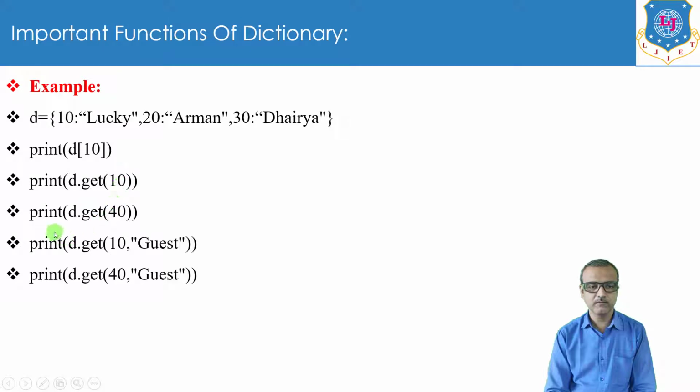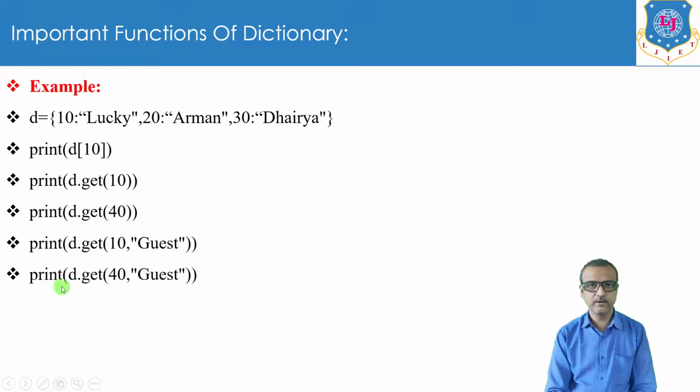Print of d dot get of 40. You can see that key number 40 is not there in this dictionary. So the output of this print statement will be none. Print of d dot get of 10 comma guessed. You can see that key number 10 is present in the dictionary and its value is Lucky. So it won't give us the default value guessed. So the output of this print statement will be Lucky.